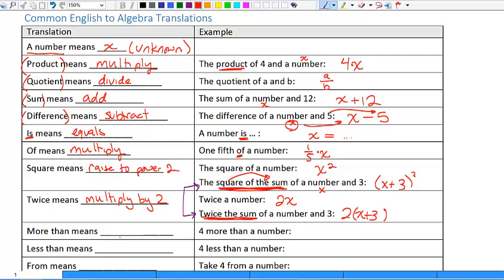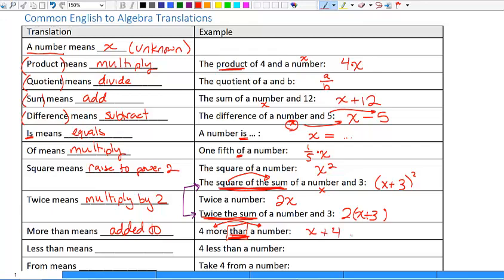More than means added to. Okay, this is a little bit funny. Whenever you see that word than, it's going to be a little bit weird. It says 4 more than a number. See that word than? Whenever you see than, what happens is the order of the English actually switches for algebra. So if it says 4 more than a number, you really take x plus 4.